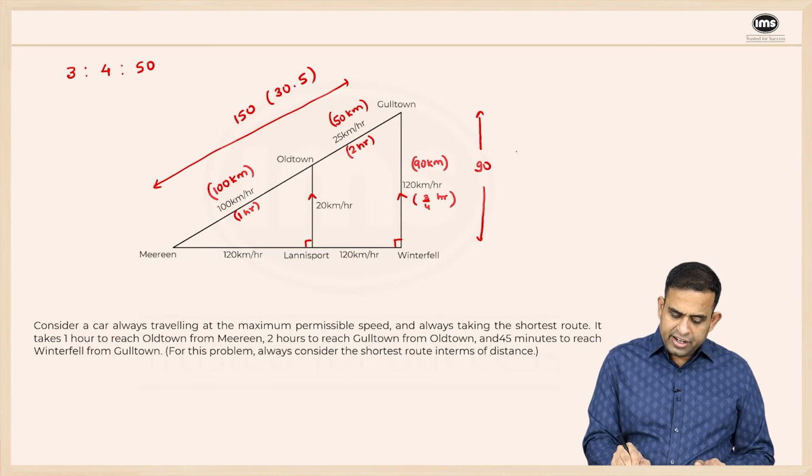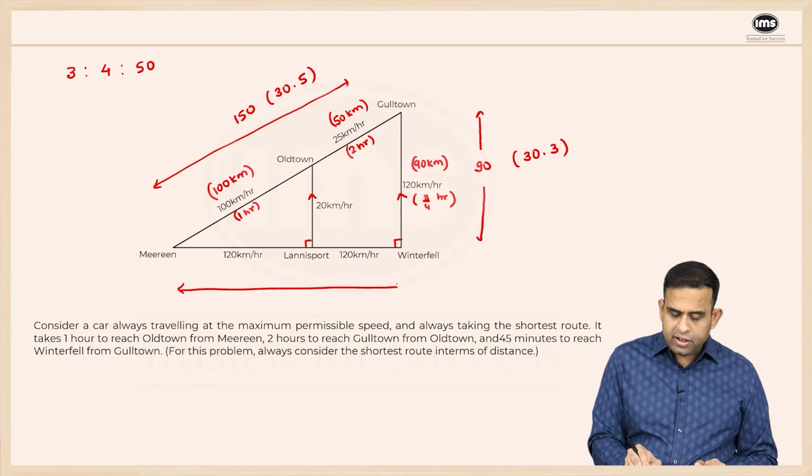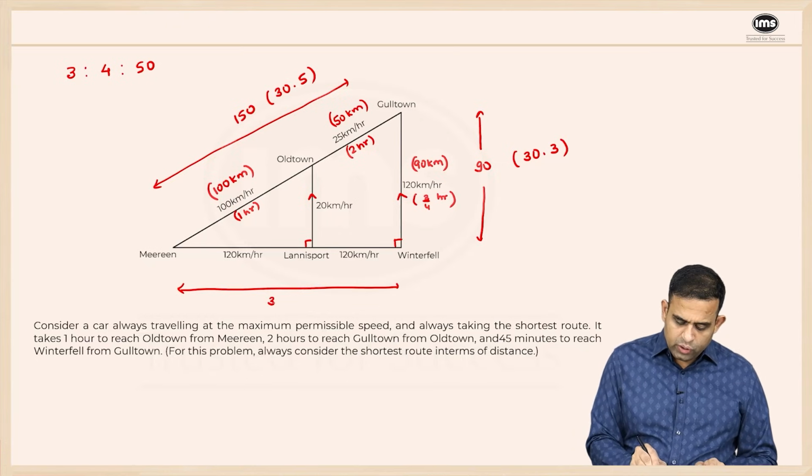is 30 into 5, 90 basically is 30 into 3. So the distance from Marine to Winterfell must be 30 into 4, giving you 120.